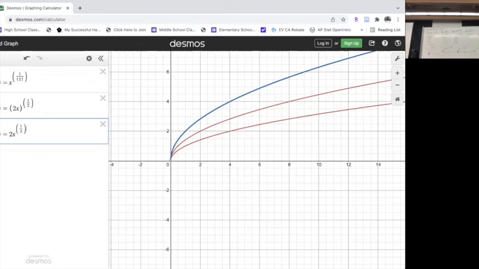Which one? This one, the second one, right? So this is the first one, square root of x. The second one is square root of 2x. The third one is 2 square root of x. The blue one, it goes higher. Grows faster. Right? So these multipliers basically allow your output to grow a little faster. Right? Questions on this?